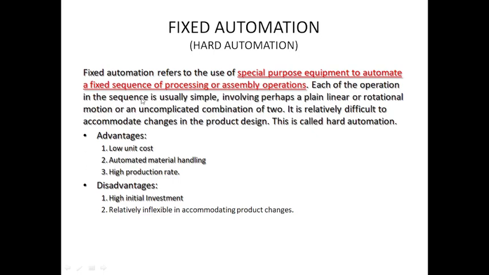Each of the operations in the sequence is usually simple, involving perhaps a plain linear or rotational motion, or an uncomplicated combination of the two. The advantages of this are low unit cost, automated material handling, and a high production rate. But the disadvantages are high initial investment and inflexibility in accommodating any product change. So if you want to make a new design of car, it is not possible with this.